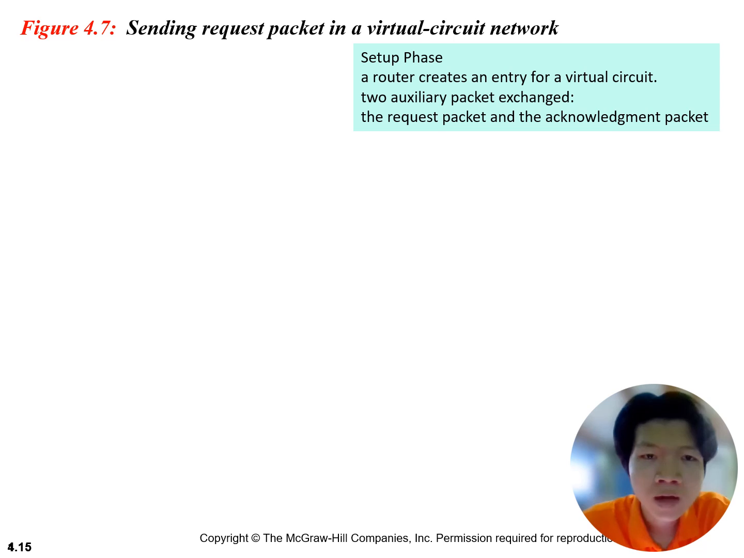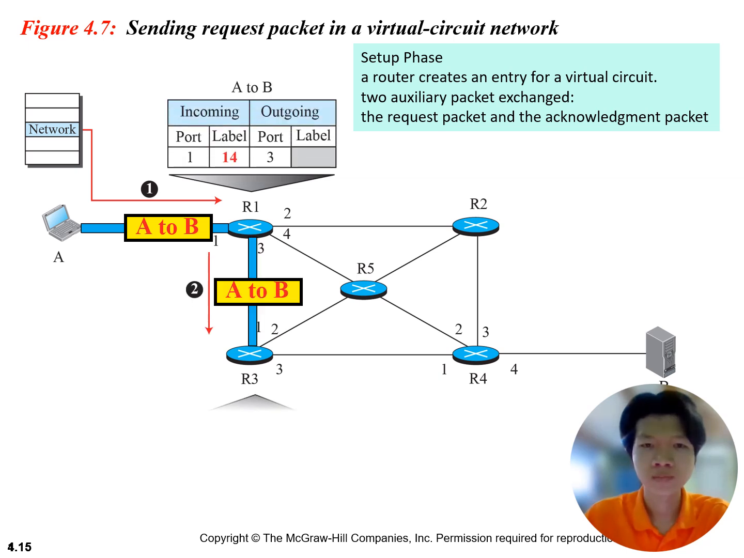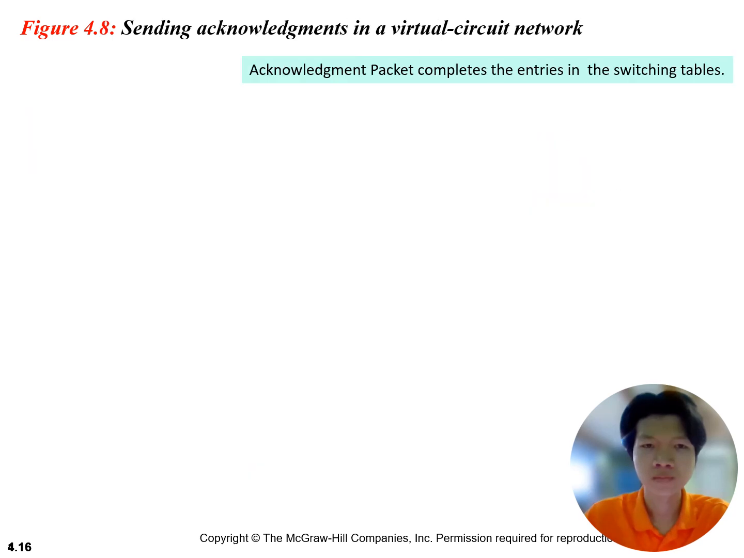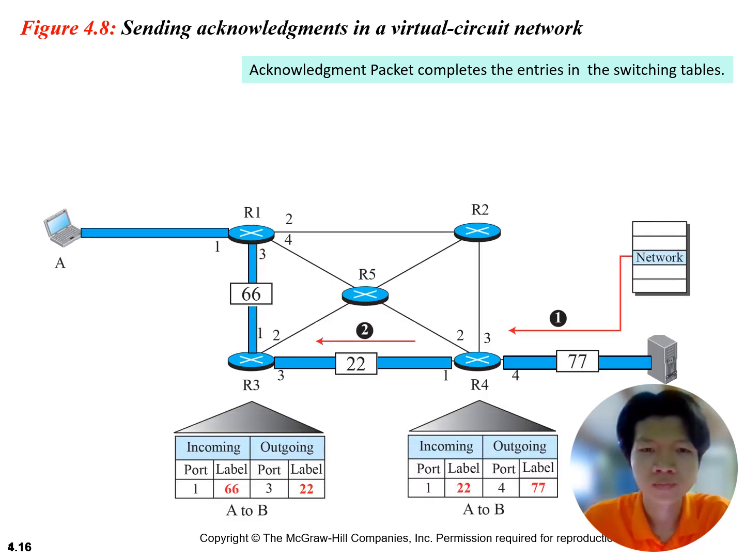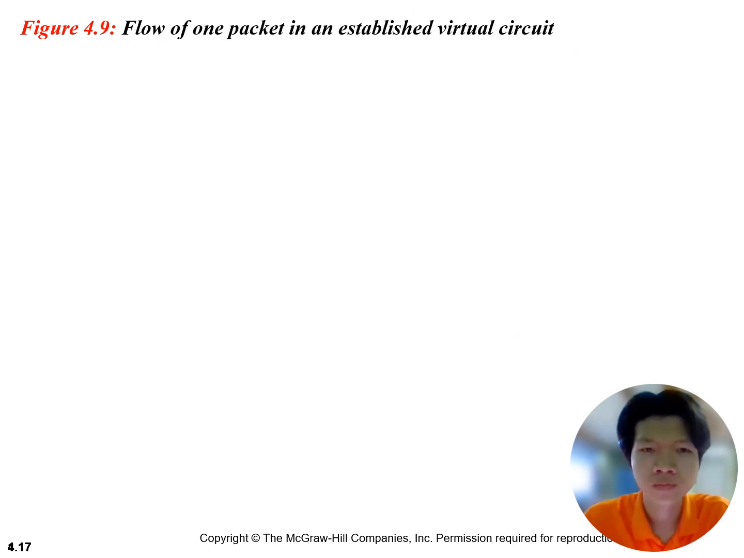This is how a request packet is sent in a virtual circuit network. This is how an acknowledgement is sent in a virtual circuit network. And this is a figure of the flow of one packet in an established virtual circuit.